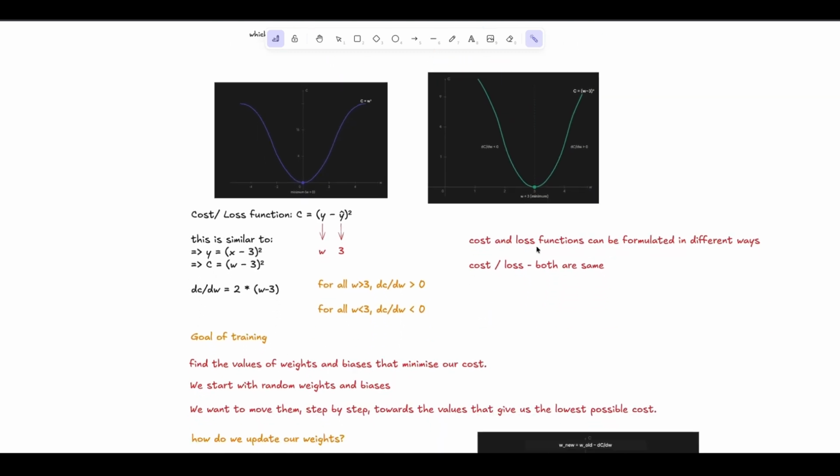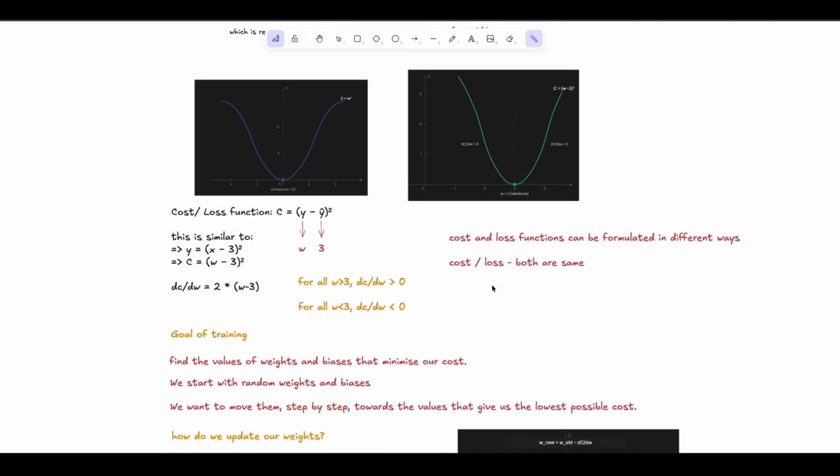We also discussed that cost or loss can be created in different ways. As discussed in our last video, one of the most common ways is c equals (y minus y hat) whole square. We are going to spend the rest of this video on this particular loss function. And by the way, I'll be using the words cost and loss interchangeably. They mean the same thing.